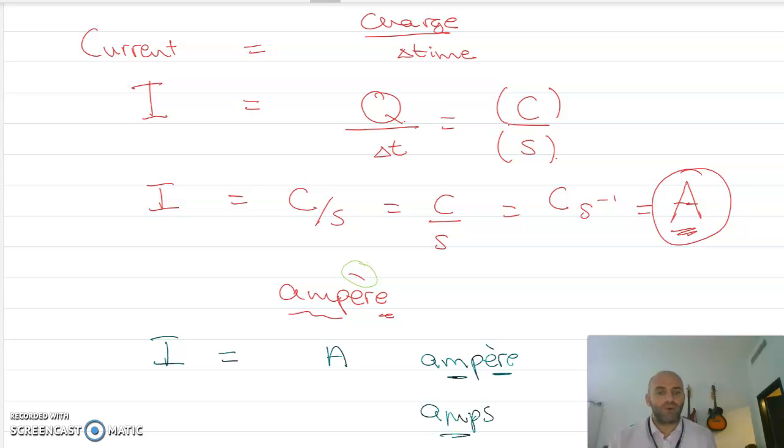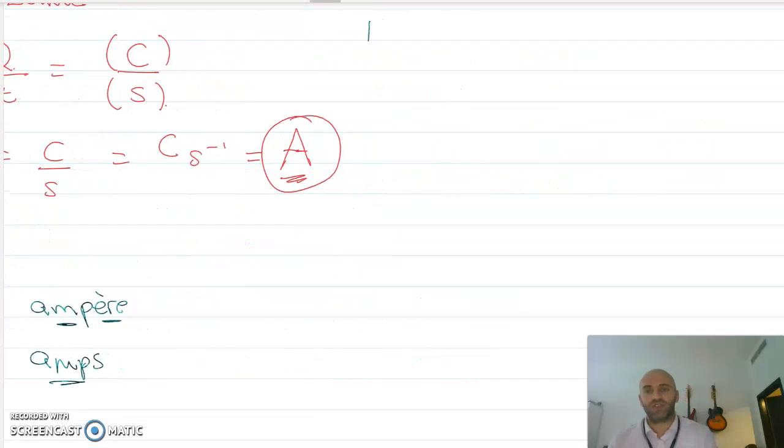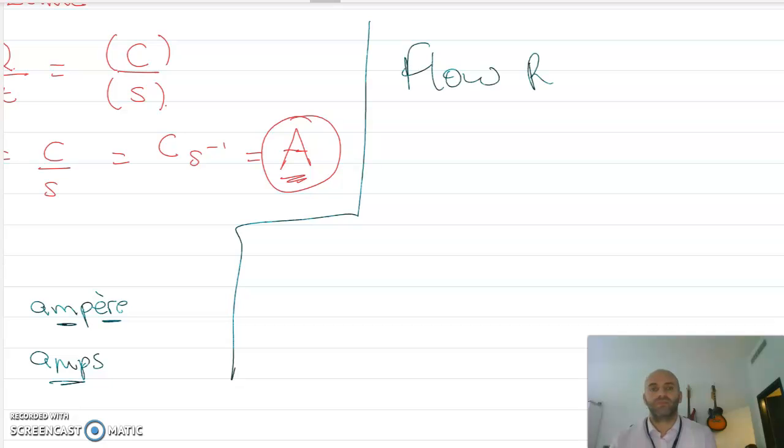Another way of saying it: uppercase A is the symbol for electric current. And of course, current is a flow rate. That is the key point. It is a flow rate. And that is electric current for you.